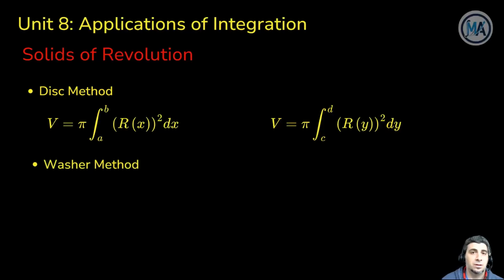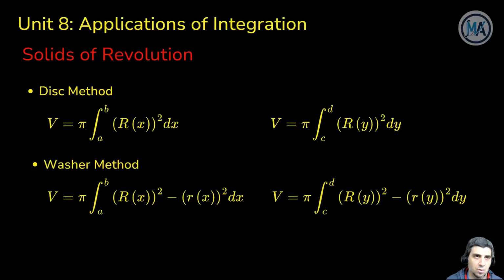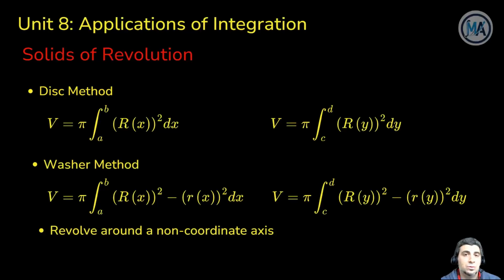The washer method is the same type of setup, but in this case, when you rotate it, the region produces a cross section that is a disk with a hole in it. You have big R squared minus little r squared in the integrand. Both x and y orientations need to be understood. Some problems may ask you to revolve a region about a non-coordinate axis. They're either going to be a vertical or horizontal axis. That covers the AB topics.